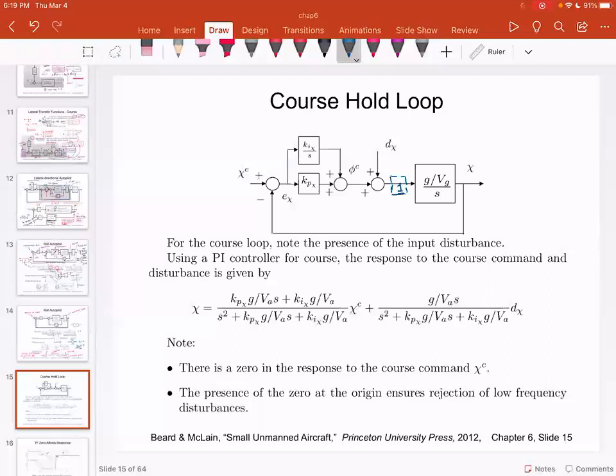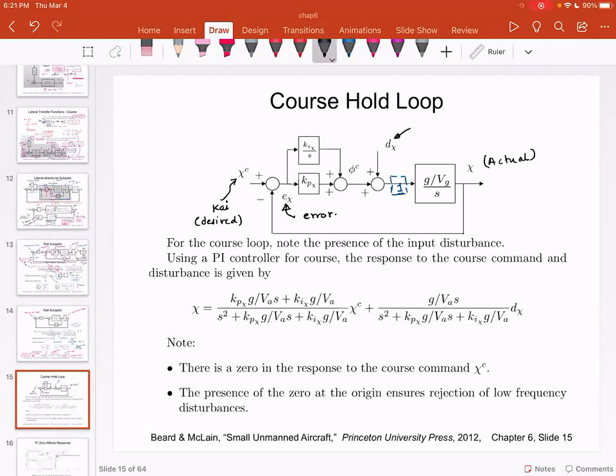Okay. Now, the next part that I want to talk about is how do we do the course hold loop? In the course hold loop, we are going to try to hold the course angle chi. This is the course angle chi. This is the desired or commanded angle, and this is the actual angle. What we want is the actual angle approaching the desired angle. And this is the transfer function that relates the input all the way to the output. So let's try to understand what is happening. You got some type of disturbance coming in over here. This is the error in the course, the difference between the desired chi and the actual chi.